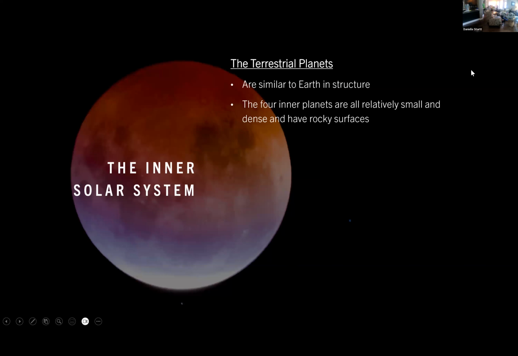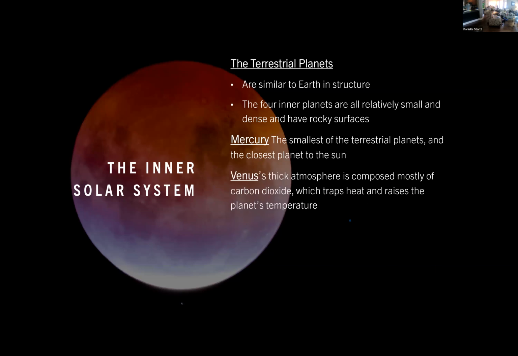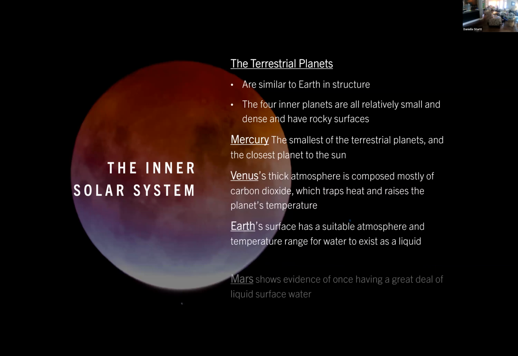All right. Now let's talk for a bit about our terrestrial planets. These are the ones that are similar to Earth, and these are your 4 inner planets, closest to the sun. They're dense, they're rocky. So we got Mercury, Venus, Earth, and Mars.